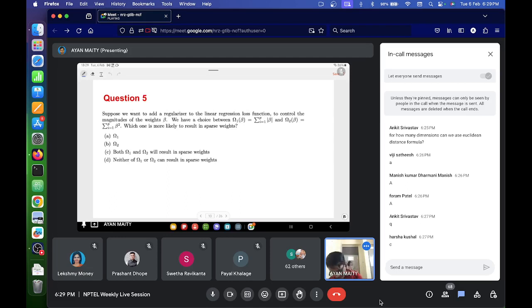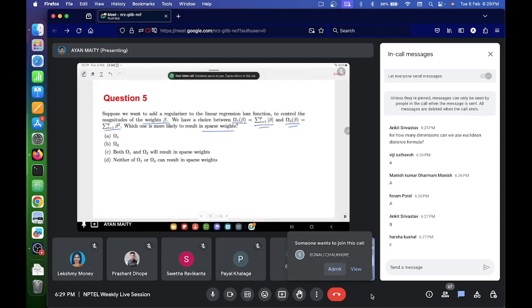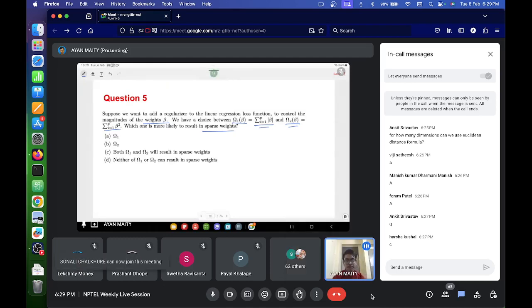Now question 5. Suppose we want to add a regularizer to the linear regression loss function to control the magnitudes of the weights beta. We have a choice between omega 1 beta, which is defined as the summation over i equals 1 to p of absolute values of beta, and omega 2 beta, which is the summation over i equals 1 to p of beta square. Which one is more likely to result in sparse weights? Sparse weight means most of the weight values would be 0. Some of them would be non-zero, but most of them would be 0.